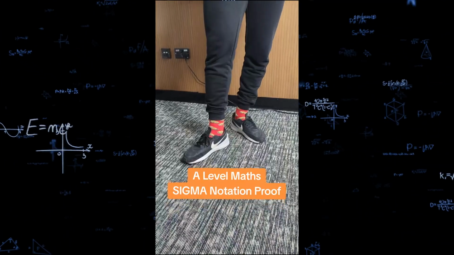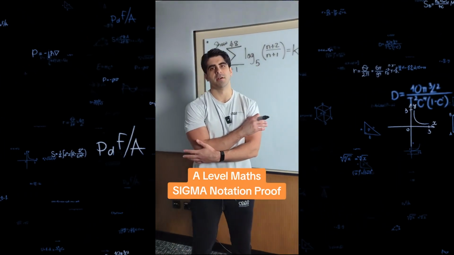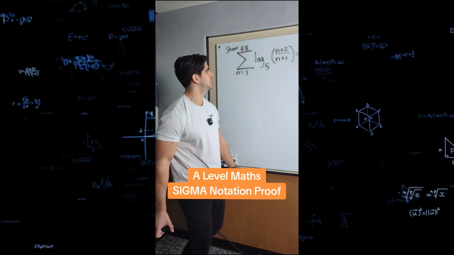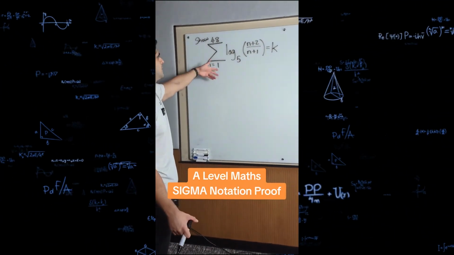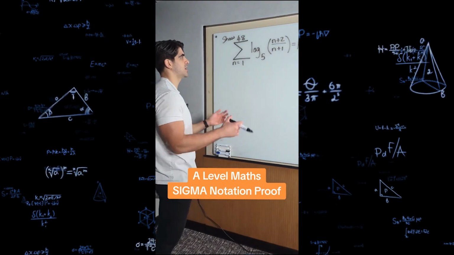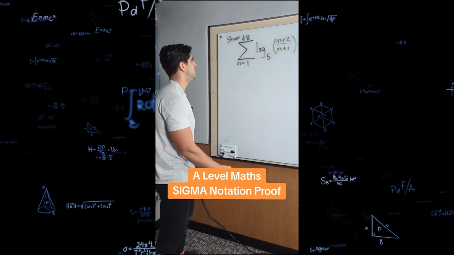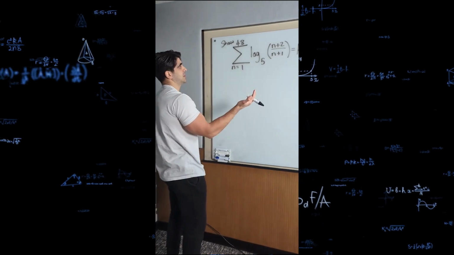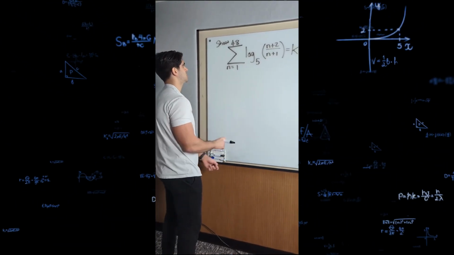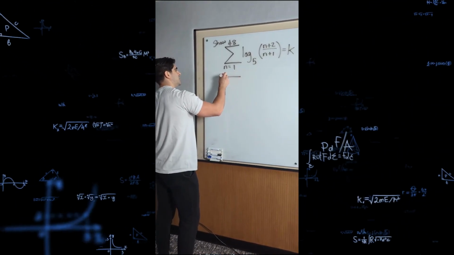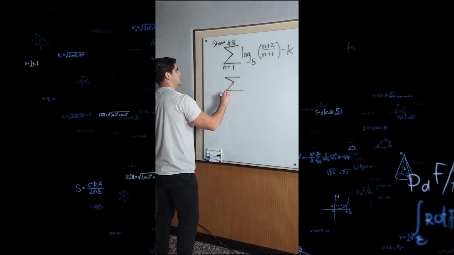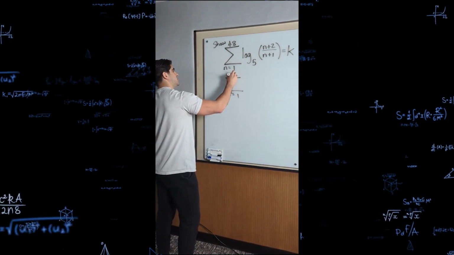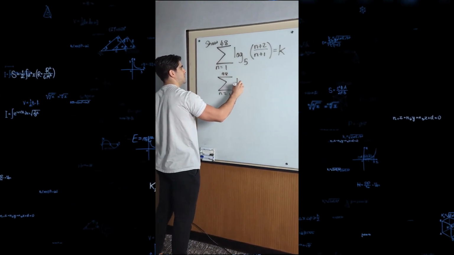Nice. Come on, Mike. Let's do some sigma notation, innit? So show that this sum equals some constant where k is a constant to be found. It looks quite weird, right? My first instinct is to rewrite the log as a subtraction. So you might be thinking, wait, isn't this further maths? The answer is no. They can ask these kind of sequences in normal maths A level.